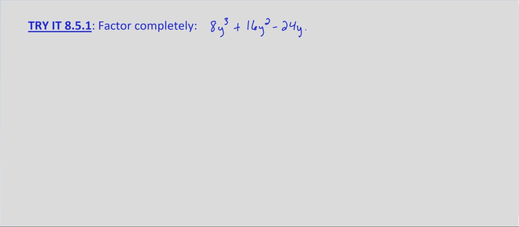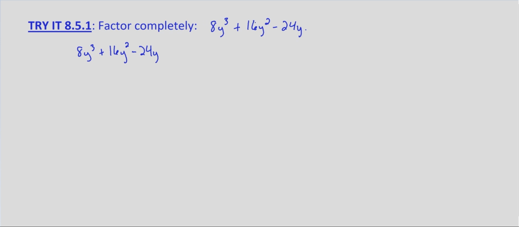So in what we're given in this triad exercise, we have 8y cubed plus 16y squared minus 24y. So I'm going to write that back down over here. 8y cubed plus 16y squared minus 24y. Now let's look at what are the common factors in each of these.